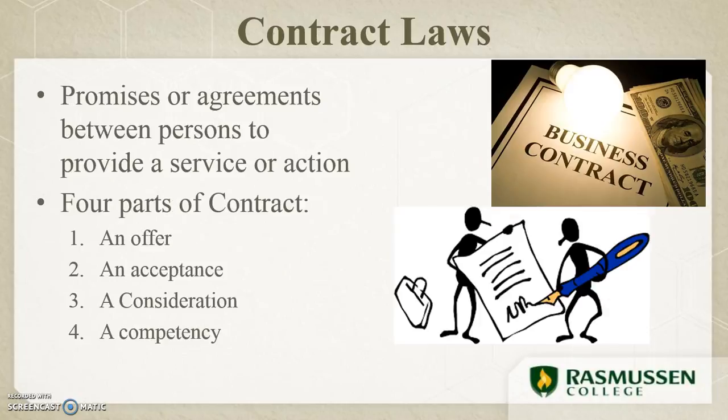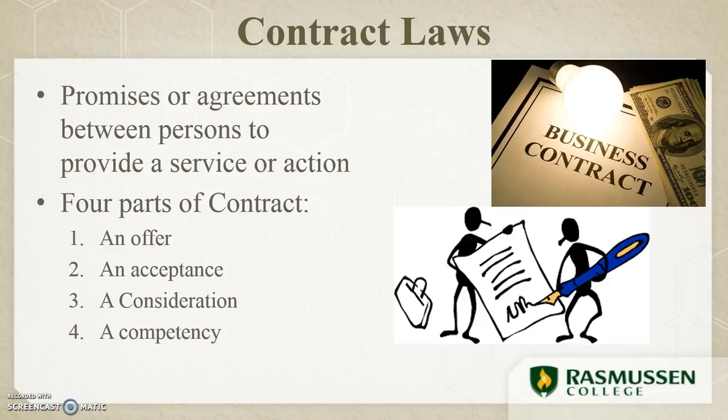The second type of civil law is a contract law. And contract laws are laws that include enforceable promises or agreements between 2 or more persons to do or not to do a particular action or service. So technically, when you come into a doctor's office and you agree to see them and they agree to see you, that is essentially a contract law. Okay? It may not be that you actually write out a physical contract, but it does fall under this type of civil law.